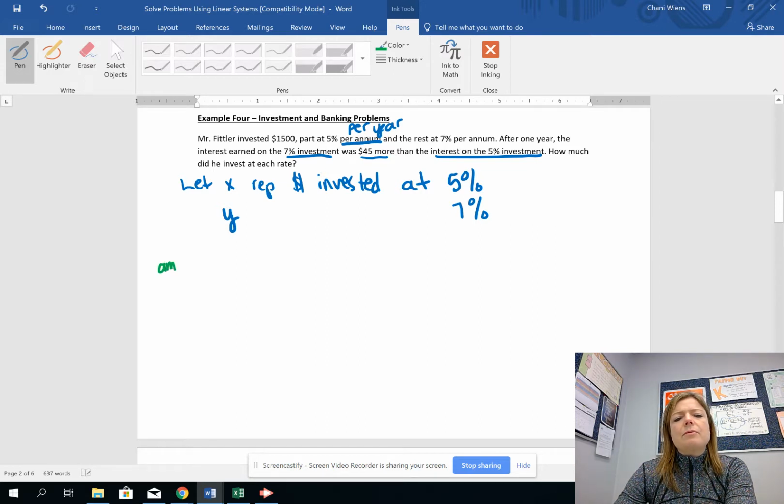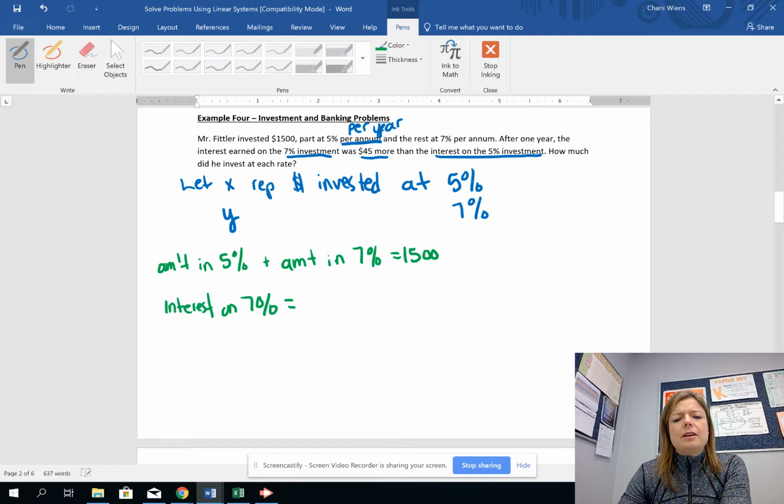So that means that the amount in the 5% plus the amount in the 7% equals $1,500. Okay, that's what that means, because that's how much he invested in total. Now, after 1 year, the interest earned on the 7% was, so that's an equal sign, $45 more than the interest on the 5%.